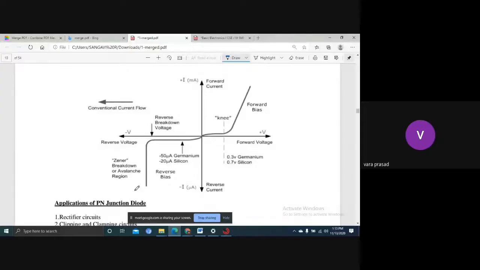Please keep in mind, the same matter you can write for forward bias. This is the diagram you have to remember. This diagram is the same for the Zener diode characteristics also. I will show this diagram to you very simply.